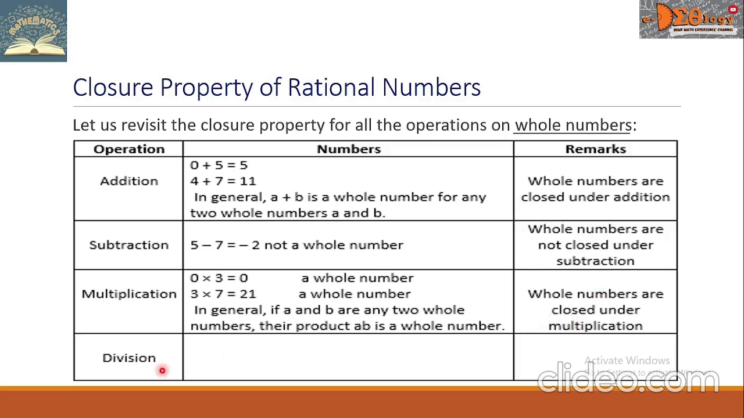Then we have division. When we have two whole numbers, 5 divided by 8, the answer we write as the fraction 5 over 8, which we know is not a whole number. Therefore, we conclude that whole numbers are not closed under division.